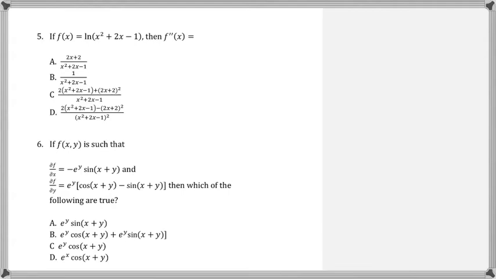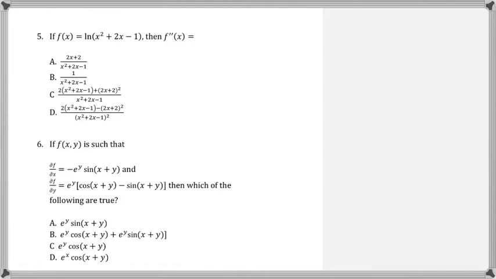So we're looking at question 5 now. If f of x is equal to ln of (x squared plus 2x minus 1), then f double prime of x, that means the second derivative, is equal to which one of these? So what they're asking us to do is differentiate this once and then differentiate it the next time. Because of this double prime, it's asking us to find the second derivative.